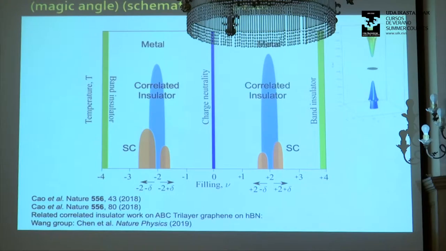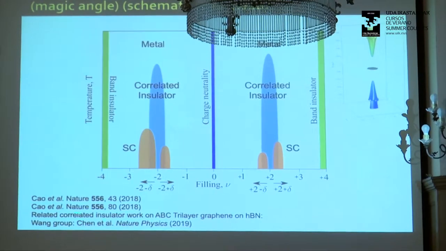It turns out that by the summer, we had observed, and another group later also, actually the other group reported it first, but we had observed it already, and I had shown it in talks, that you also have superconducting domes around the correlated insulator state for electrons when you add extra electrons or you add extra holes. Yeah? So you have four domes.